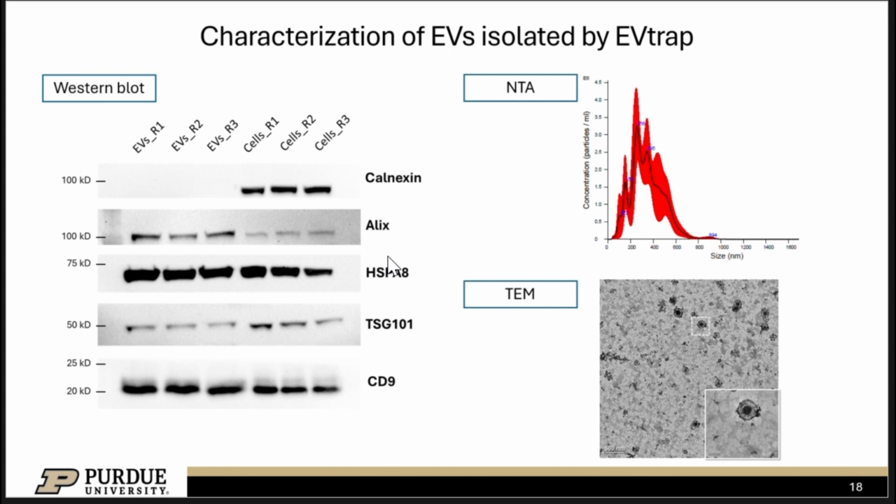Typically, if we want to do the EV study, we want to fully characterize the EV samples to make sure that our EV sample does not have too many contaminants, or that the sample is clean. So in this case, we validated using the Western blot to detect several EV markers and also the negative marker connexin. These markers should not exist in the EV samples, but in the cell samples. And also we use nanoparticle tracking analysis and also TEM to evaluate the particle distribution and also morphology.